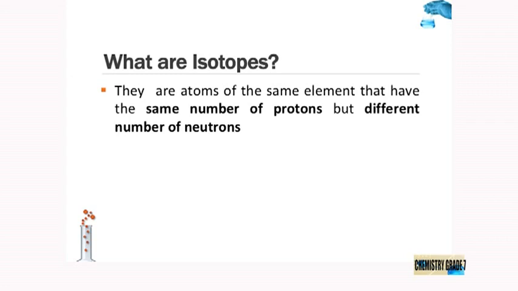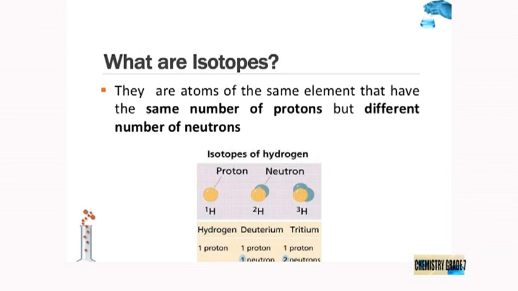What are isotopes? They are atoms of the same element that have the same number of protons but a different number of neutrons. For example, hydrogen has 3 isotopes. There is protium, which only has 1 proton. Deuterium has 1 proton and 1 neutron. Tritium has 1 proton and 2 neutrons.